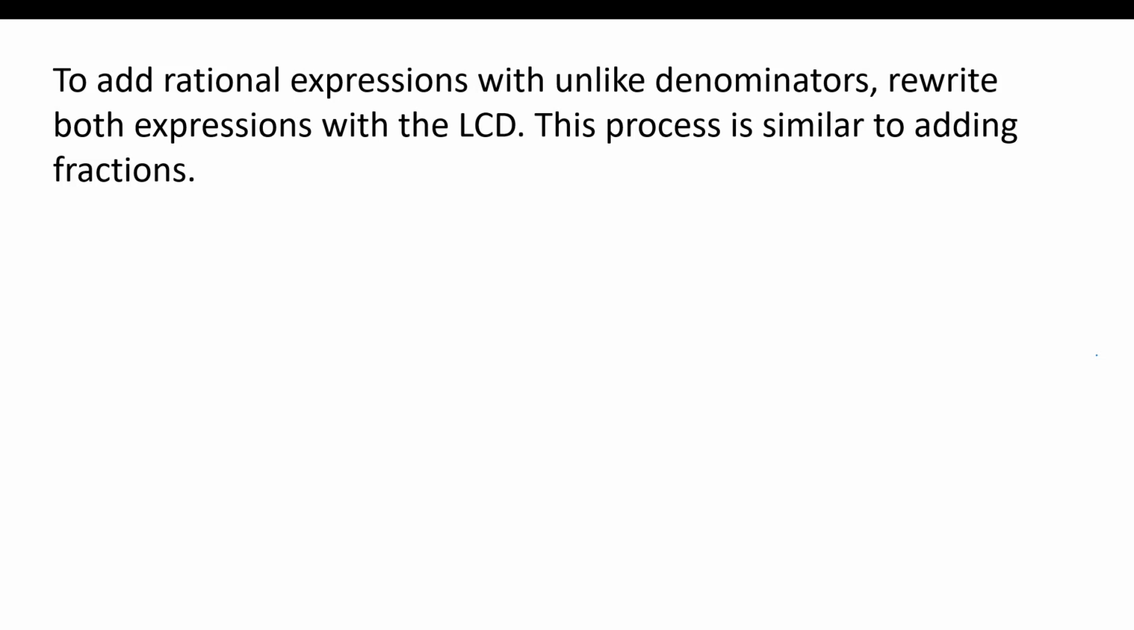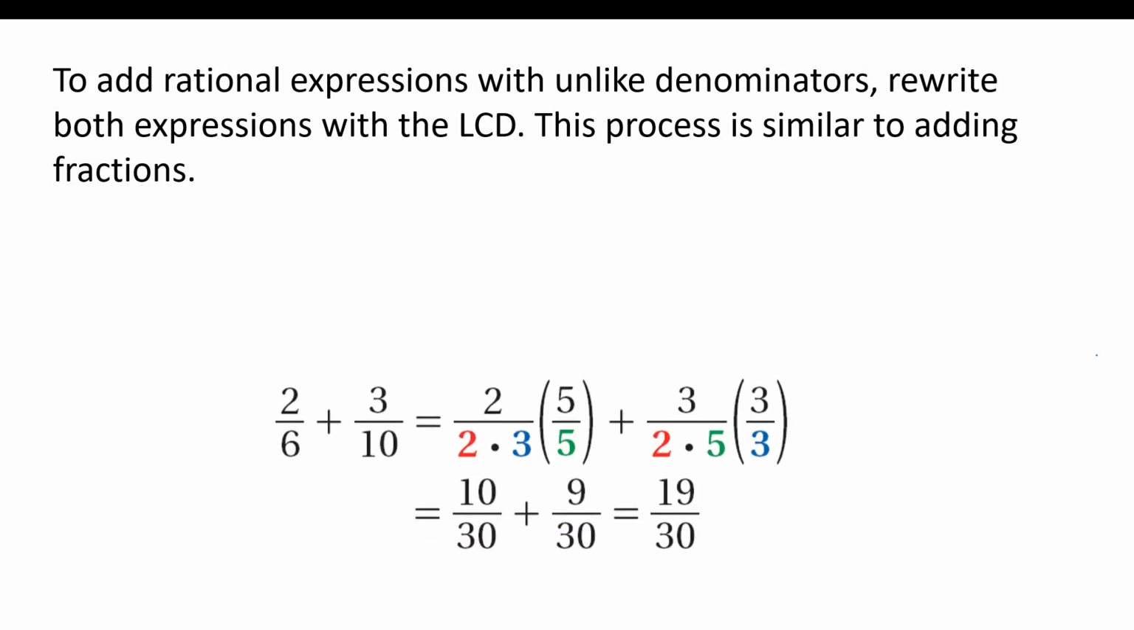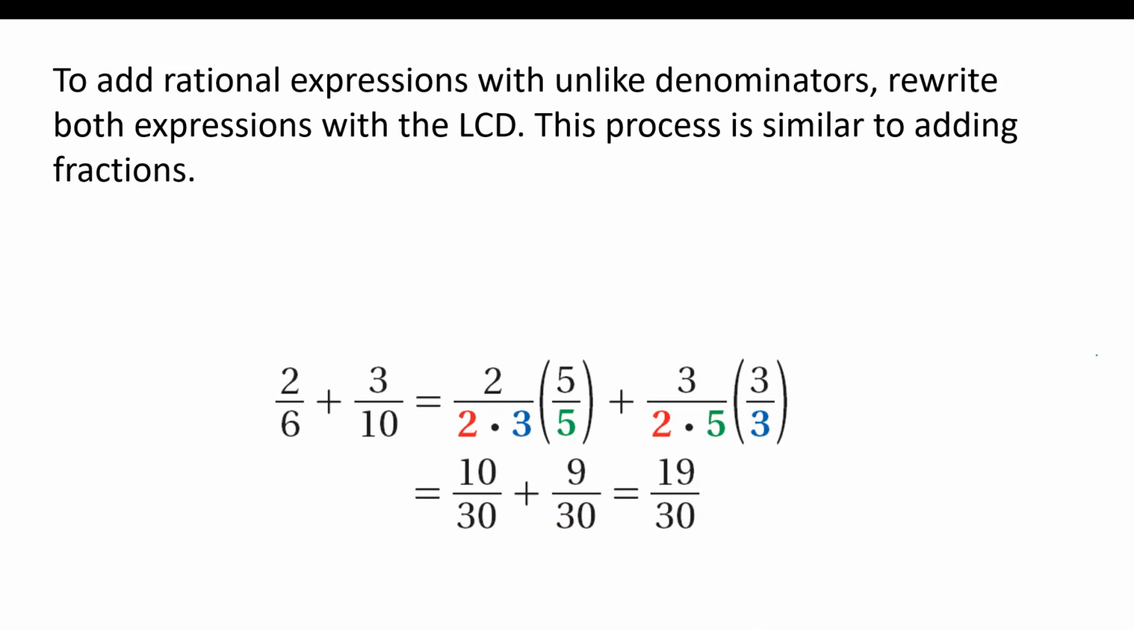To add rational expressions with unlike denominators, rewrite both expressions with the least common denominator. This process is similar to adding fractions. All right, so let's just look at a real simple one with fractions here. Notice I have a 6 and a 10 as my denominator.